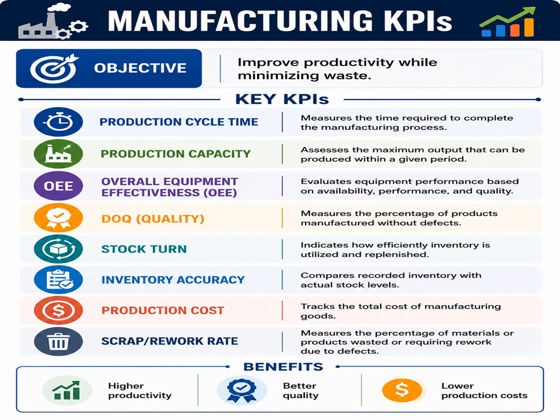The next stage in key performance mapping in a supply chain is manufacturing. The objective of mapping manufacturing KPIs is to improve productivity while minimizing waste, reducing costs, and ensuring consistent product quality. These key performance indicators enable organizations to measure the efficiency and effectiveness of their manufacturing operations. Important manufacturing KPIs include production cycle time, production capacity, overall equipment effectiveness (OEE), delivery quality (DOQ), stock turn, inventory accuracy, production cost, and scrap or rework rate.